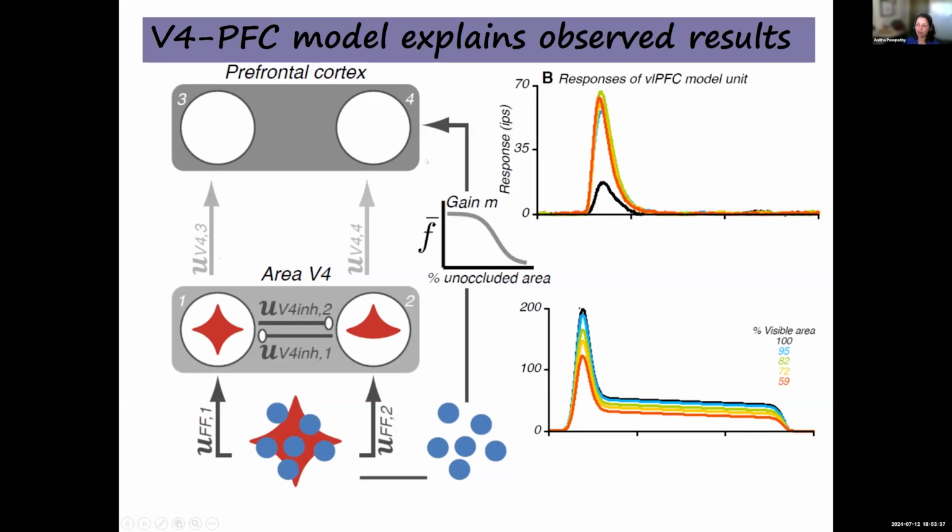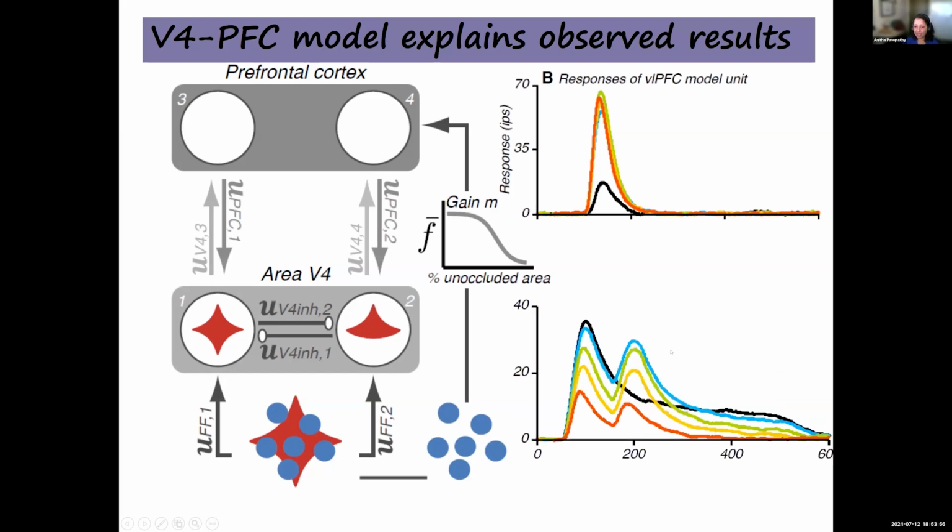Then you get the characteristic responses that we saw in prefrontal cortex, where the responses are weaker for the unoccluded stimulus and stronger for higher levels of occlusion. Now, if we were to send a feedback from prefrontal cortex back to V4 with some synaptic adaptation, then you can simulate that second transient peak that we saw in V4 responses, which is stronger for intermediate levels of occlusion. Now, this is all based on our V4 and prefrontal cortex recordings.